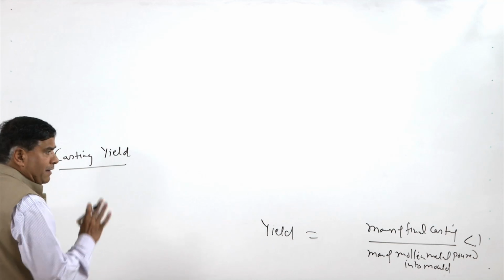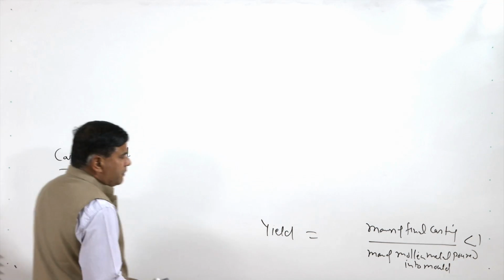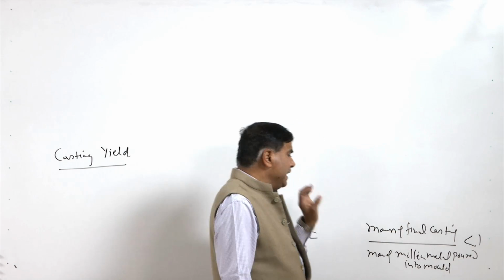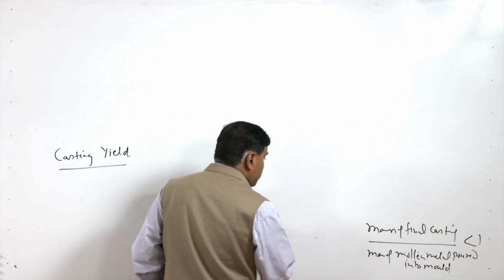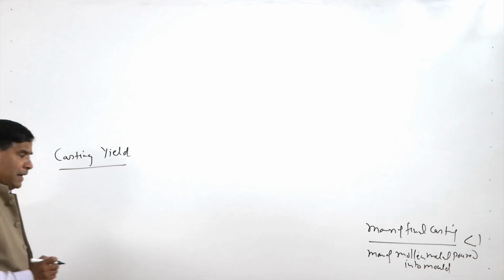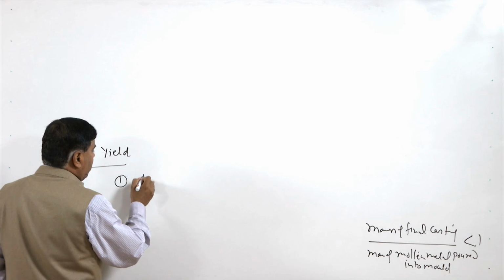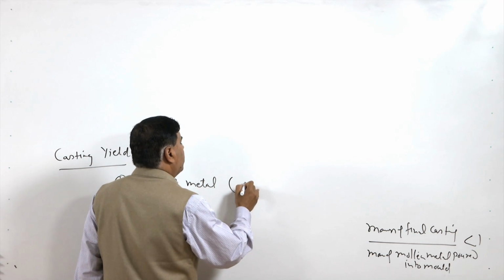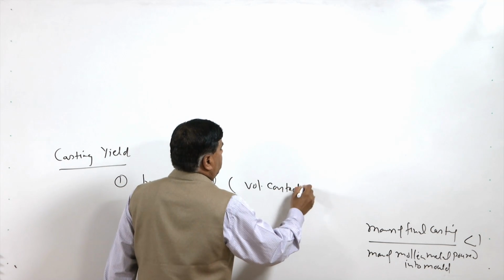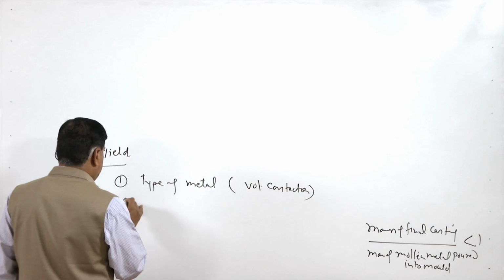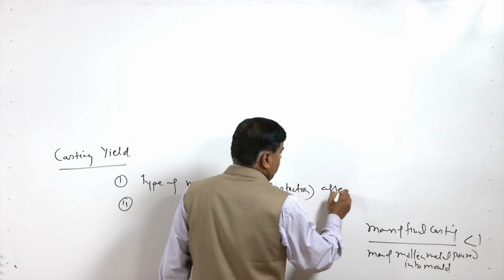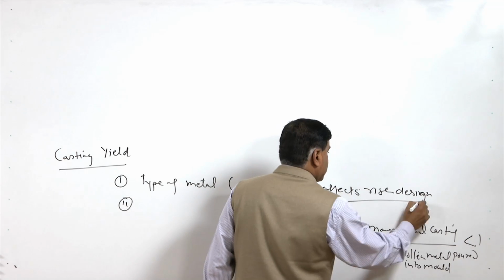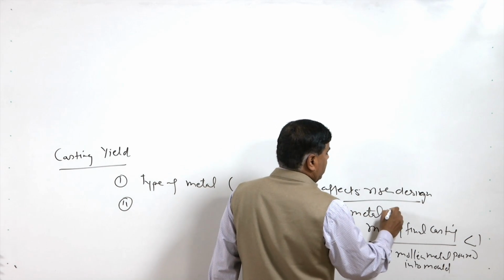So, what are the factors governing the yield? Basically, there are two factors. If the mass of the final casting is close to the mass of the molten metal poured, then our casting yield will be good, and the economics of the foundry will be much better. There are two factors. One is the type of metal, and more precisely the volumetric contraction taking place in the metal being processed, because this affects the riser design, or the volume of metal needed in the riser.